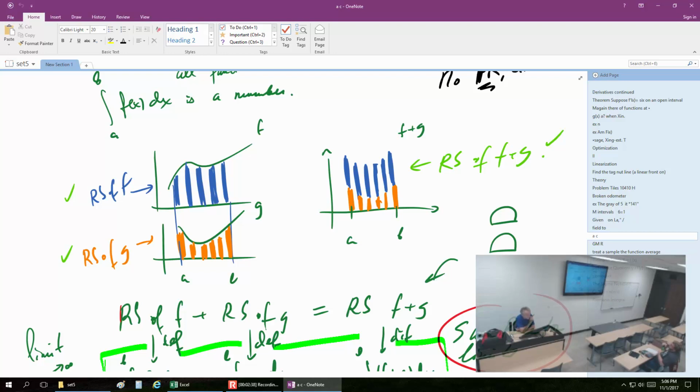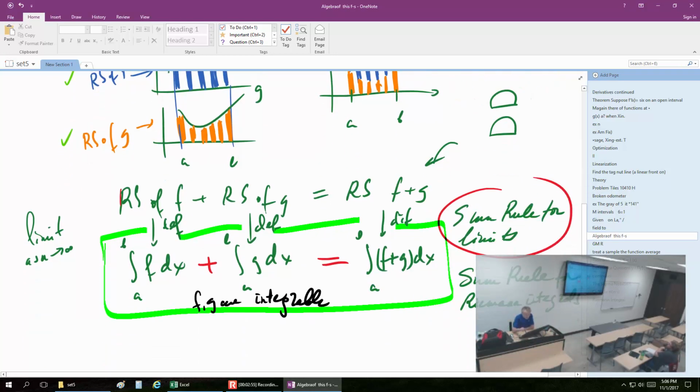If you have two functions and you stack one function on top of the other, what do you have? You have the sum of the two functions. And what happens to the Riemann sums? They are being added as well. So that produces a property of Riemann sums, which in turn produces the property of the Riemann integral. That's what we are looking at right now.